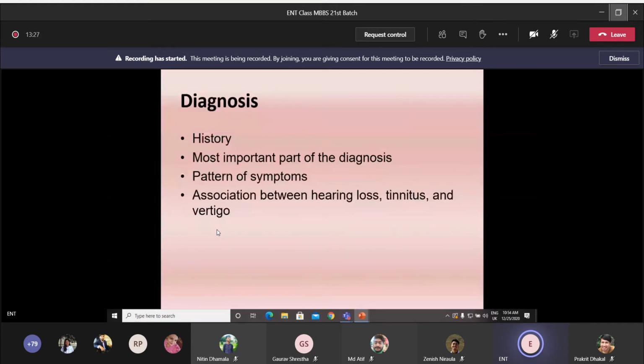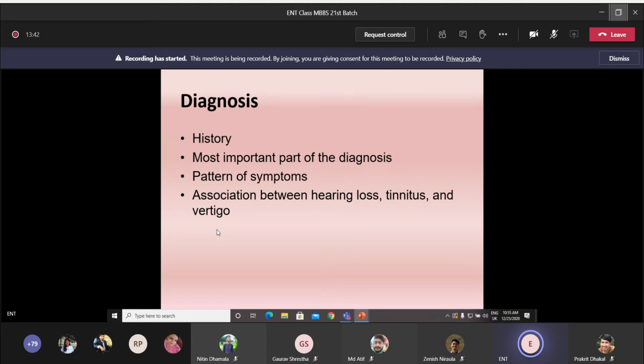Now, when you need to diagnose, a detailed history is a must. You have to take the history thoroughly, which is the most important part in order to make the diagnosis.